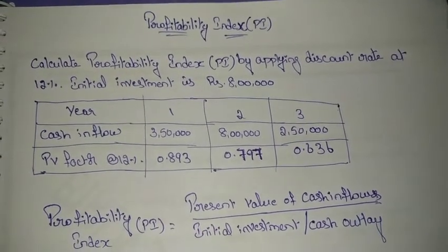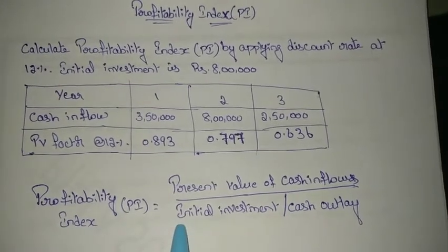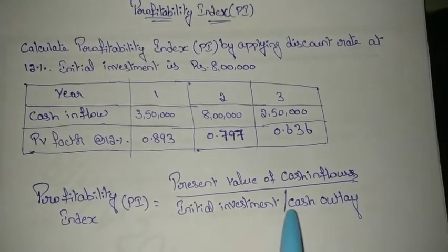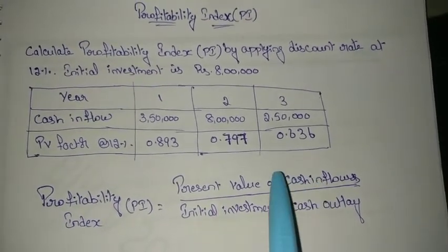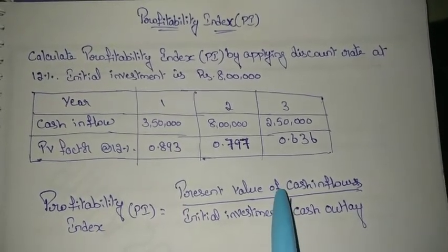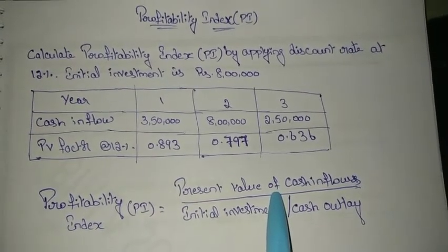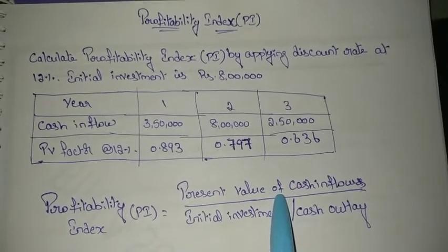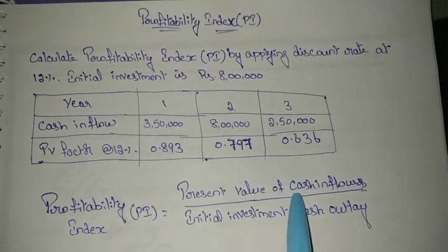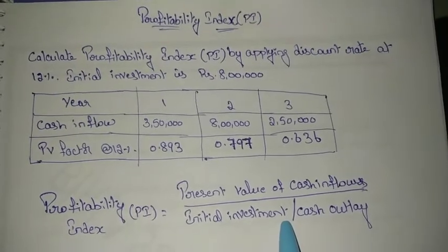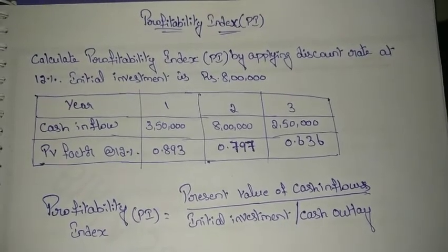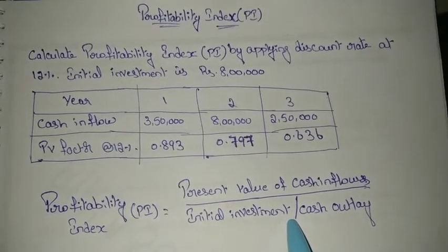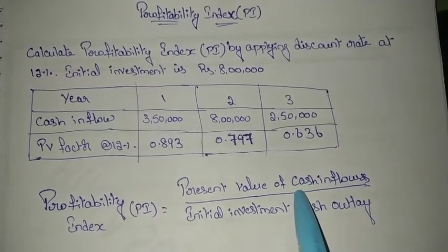Now we'll calculate the profitability index. The formula is present value of cash inflows divided by initial investment or cash outlay. How will you calculate present value of cash inflows? By multiplying the given cash inflows with the PV factor and summing the present values of all the years, you'll get the present value of cash inflows. And initial investment or cash outflow, that is the original investment made or cost of the project, we take as the initial investment. Let us calculate the present value of cash inflows.